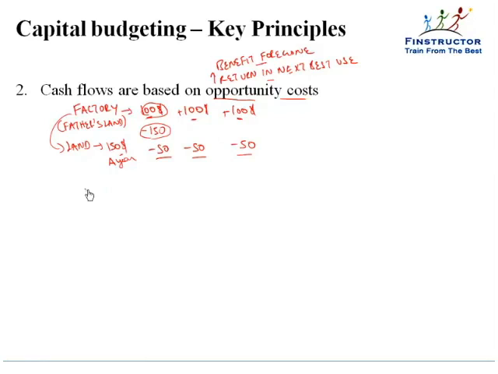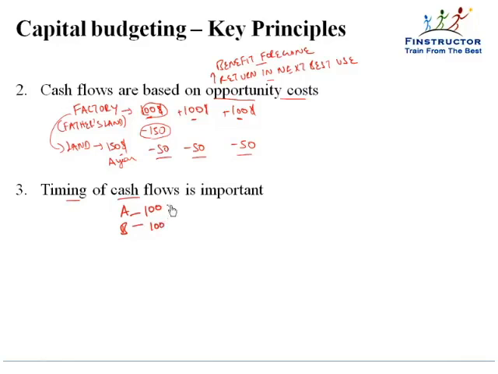We know that money has time value, so timing of cash flows is important. That is, if two projects are giving me the same absolute cash flows, I would prefer the project which gives the cash flows sooner rather than later. So if A and B are both giving $100, then it's the project where the cash flows are front-ended that would be preferred.